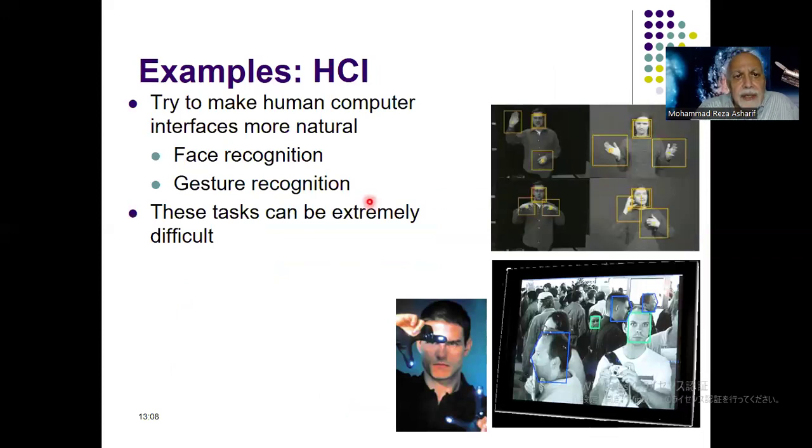Also, here is the human-computer interface. They try to make human-computer interaction more natural, for instance, for face recognition, gesture recognition, hand recognition, and so on. It is very important, and today everybody uses it. Also today there are many algorithms for this.